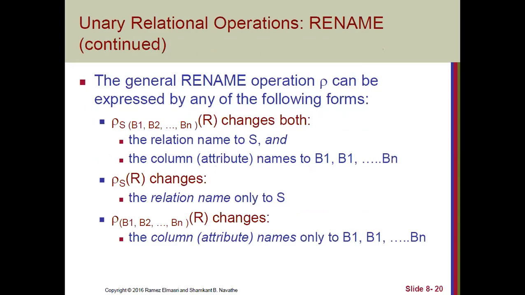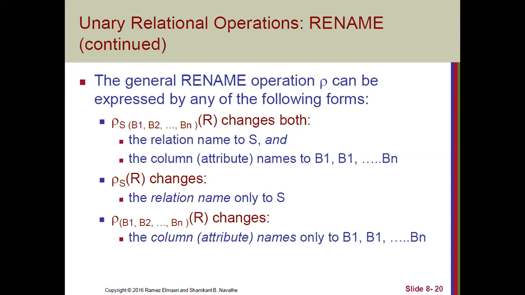The general rename operation rho can be expressed in any of the following forms. You can use rho S(B1, ..., Bn) of R, which changes both the relation name to S and the column attribute names to B1 to Bn. That is possible, so you have changed the column names. Actual column names might be employee number, employee name, address, and let's assume you have changed them to B1, B2, B3, B4, Bn. And similarly, the relation R is replaced by S. So you have given the new name.